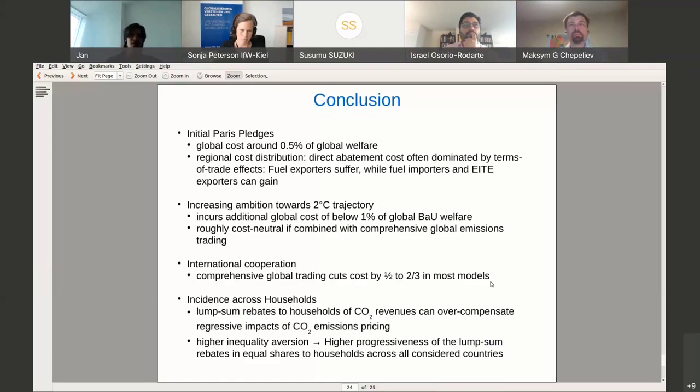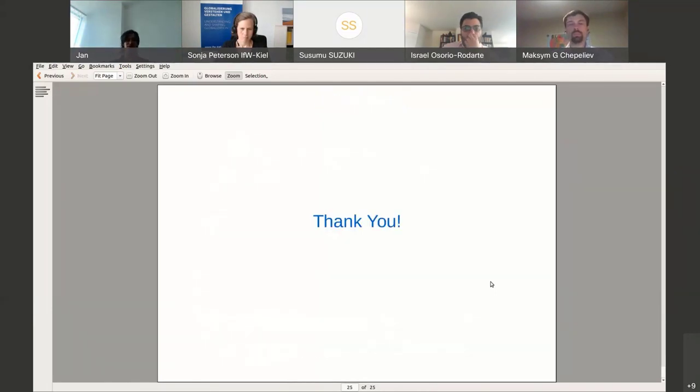Then emissions trading in general, comprehensive emissions trading can actually cut cost by 1/2 or 2/3. So this is what has often been found in studies, that there's a huge saving potential from such emissions trading. And then referring to the last slide, we saw that combined with CO2 revenue recycling, we can actually have progressive policies even without accounting for climate damages with CO2 pricing. So addressing concerns that CO2 pricing can actually be regressive or imply larger adjustment costs for lower income households. So this is a brief overview of our main results and what we found.